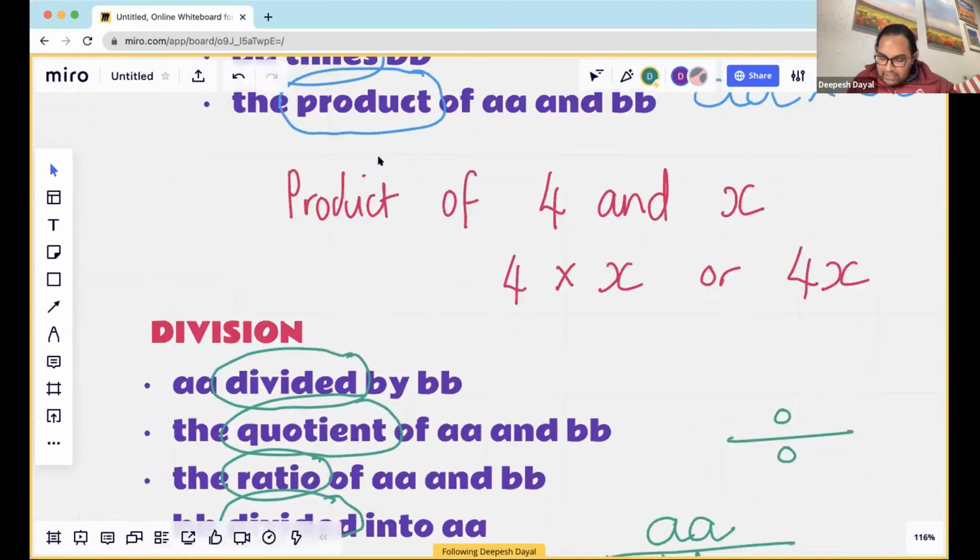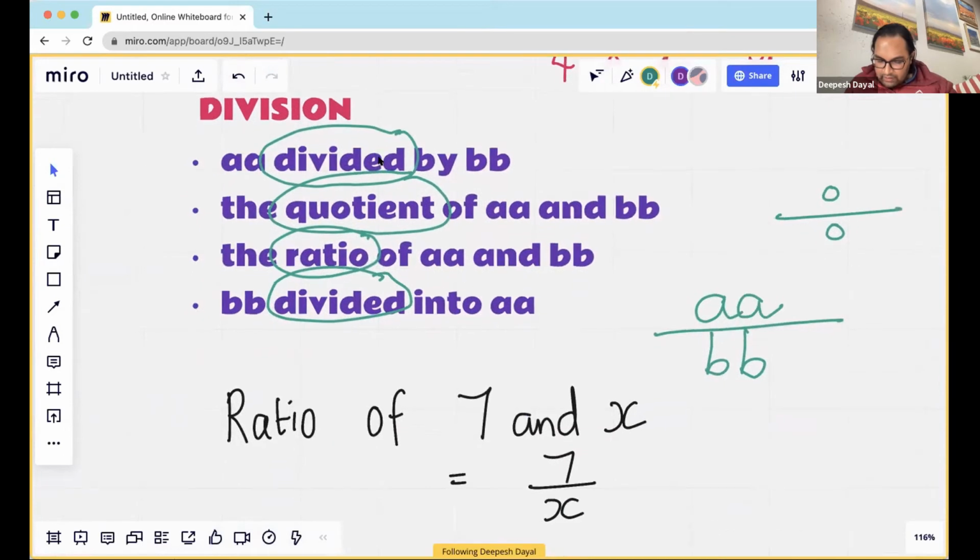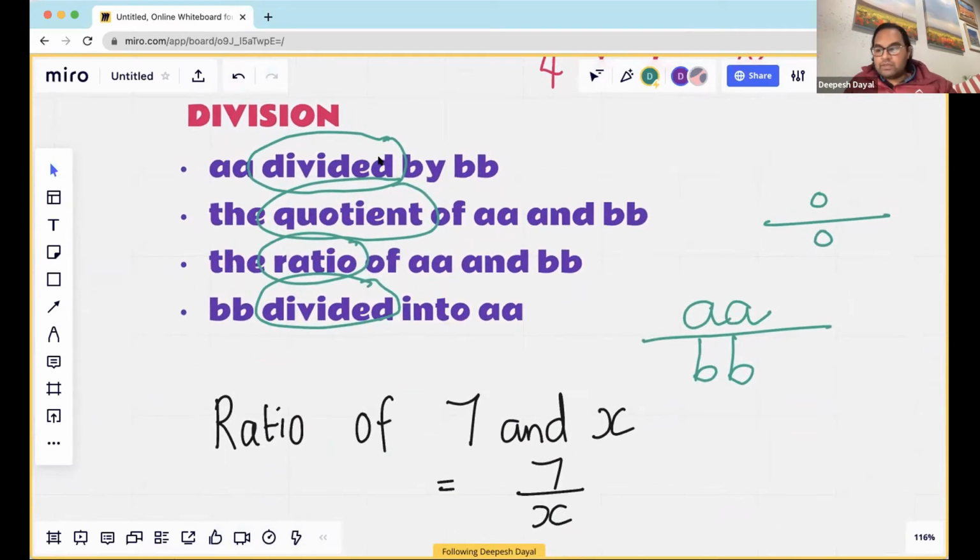And then we've got the last one here, which is division. So just a recap before we try our own out. Okay, so division, the important words here are quotient or ratio, or simply just divided, right?